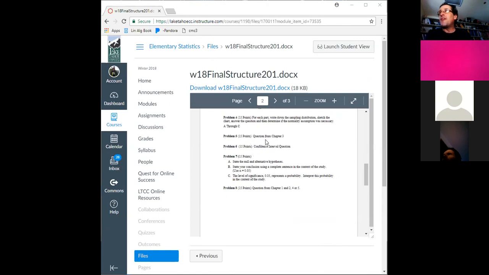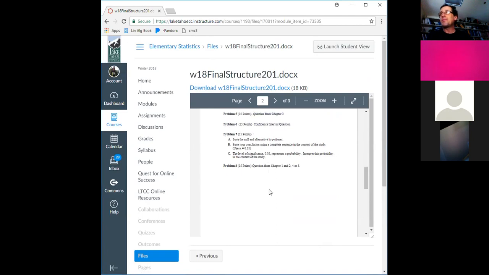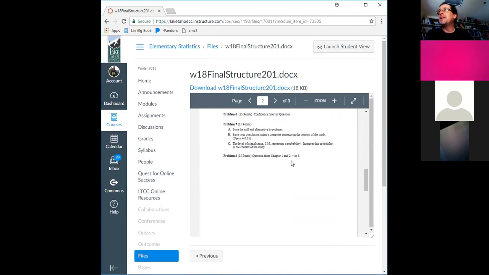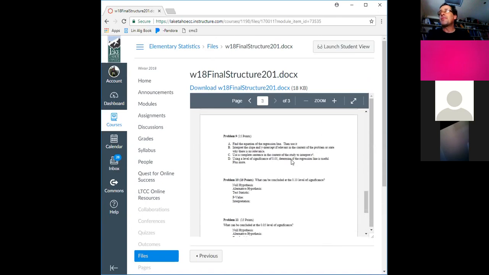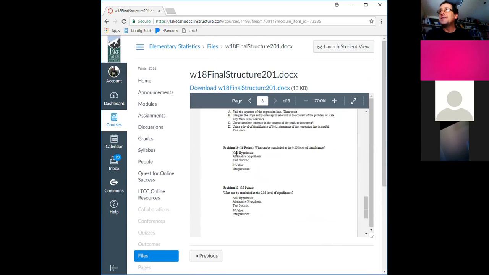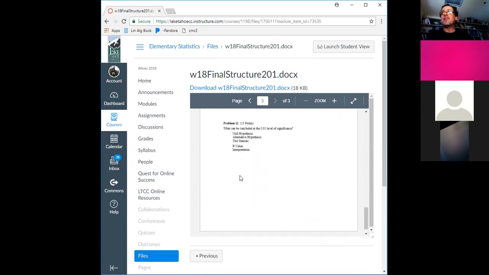Okay. Question 5. I'm just telling you, it's a problem from chapter 3. Chapter 3 was probability. Question 6, confidence interval question. Question 7, another hypothesis test question. There's a lot of hypothesis test questions in this test. We spent a lot of time doing it. Question 8 is a question from chapters 1, 2, 4, or 5. Question 9 is a chapter 12 question, regression line question. Question 10, more hypothesis testing. And question 11, yet another hypothesis test. We've done a lot of hypothesis tests.